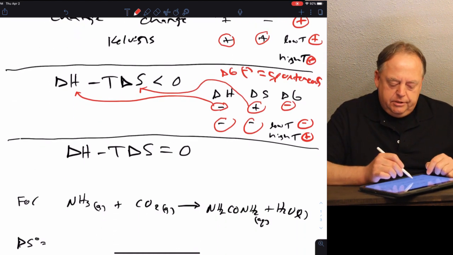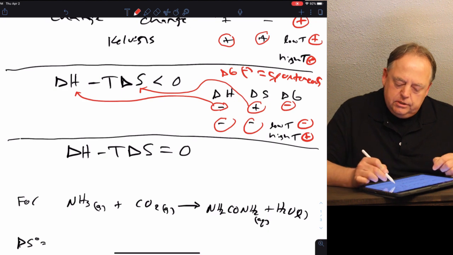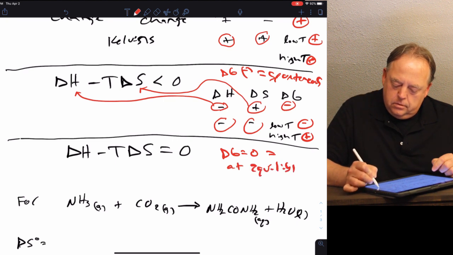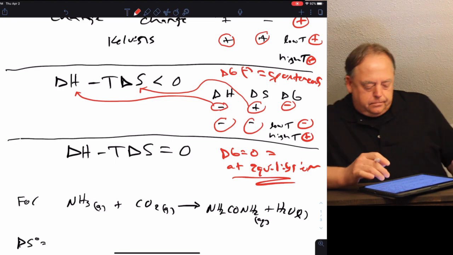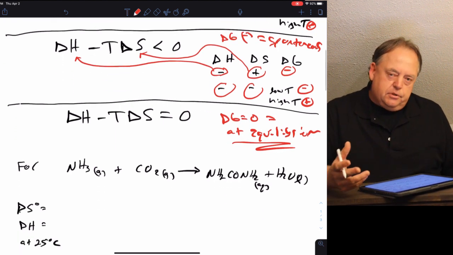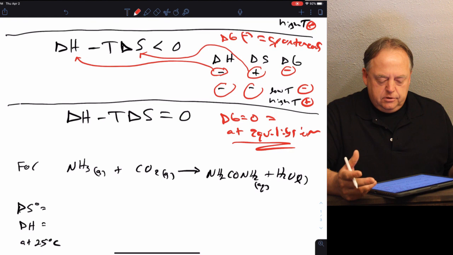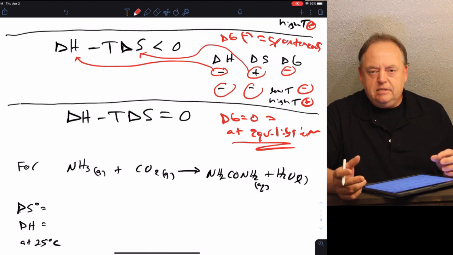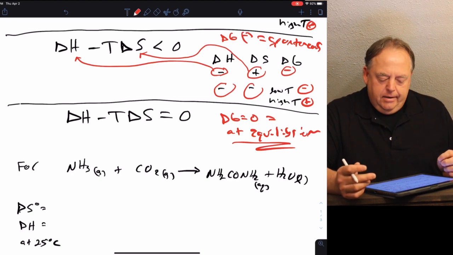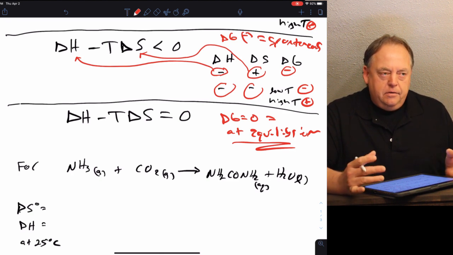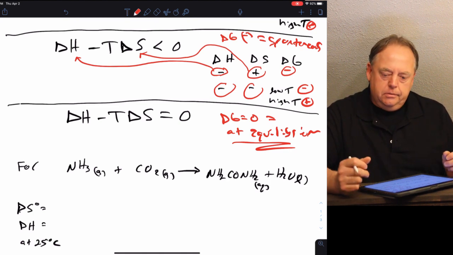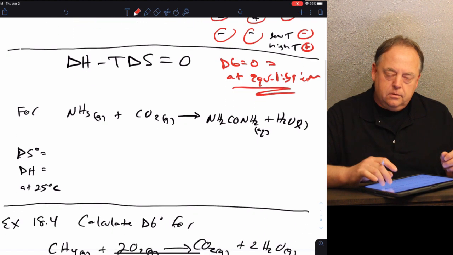So if delta H minus T delta S equals 0, what does that mean? That means delta G is equal to 0, and that means you're at equilibrium. One of the purposes of determining delta G is to know, first of all, is the reaction going to be spontaneous or not? If delta G is less than 0, it's spontaneous. If it's positive, then it's non-spontaneous. And it also tells you how efficient that reaction is, whether it's high yielding or low yielding. We'll talk about that a little bit more later.